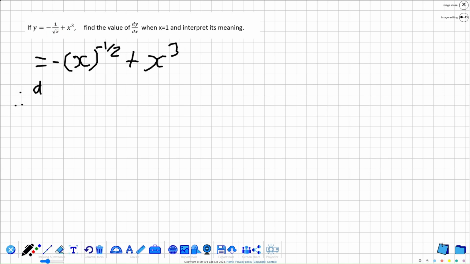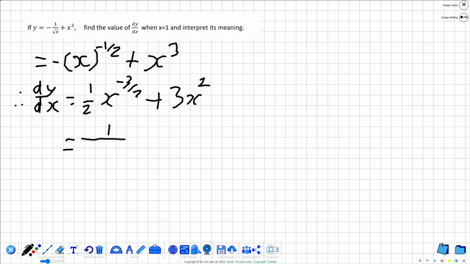So therefore, dy over dx is equivalent to, so 1 over 2, negative 1 over 2 times by negative 1 at the front, so that's 1 over 2, x to the power of negative 3 over 2, plus, and this one's pretty simple, 3x to the power of 2, which equals, and I'm going to move this x to the bottom, so it'd be 1 over 2, and that would be x to the power of 3 over 2, but we're going to do what we did earlier, and just say x root x, because it's a lot smoother, plus 3x squared.